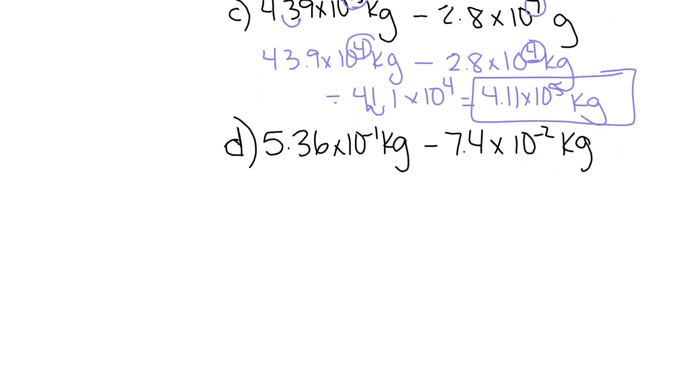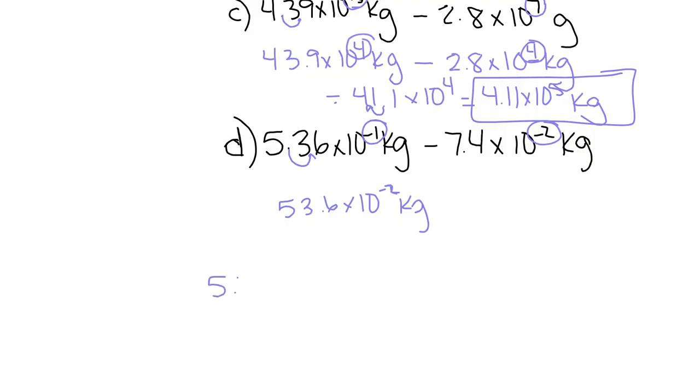Okay, so then in part D, we need to convert it into grams. So let's just first do the calculation with kilograms and then convert it into grams. So we need the -1 and the -2, right? They're different. We need them to be the same when we do the subtraction. So let's rewrite the first one. We'll move the decimal place to the right, so it'll be 53.6 times 10 to the negative 2 kilograms, right?